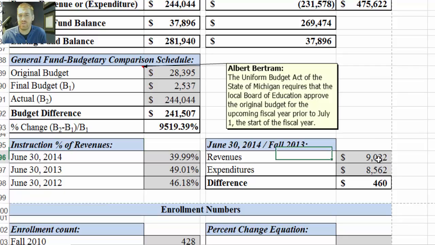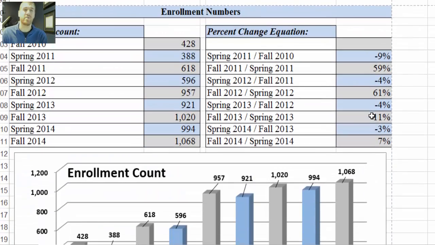Revenues divided by fall 2013 count takes the total revenues and divides it by that fall 2013 count. And then same thing with expenditures. Another indicator to look at from year to year, just to measure and track from year to year. As we move into page 3, this is the enrollment numbers.